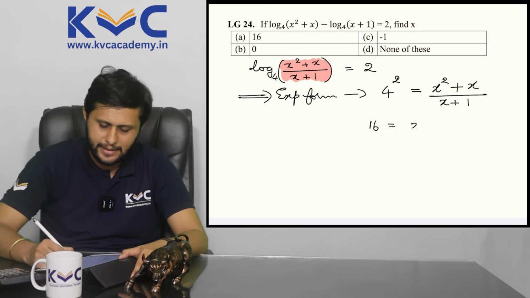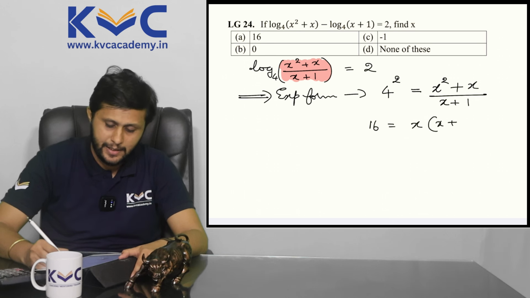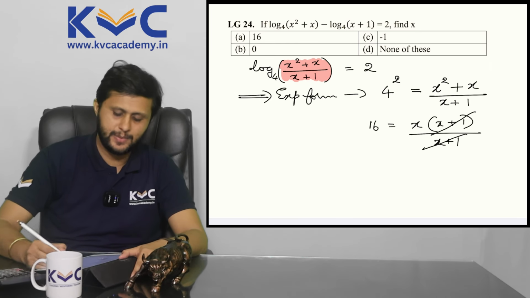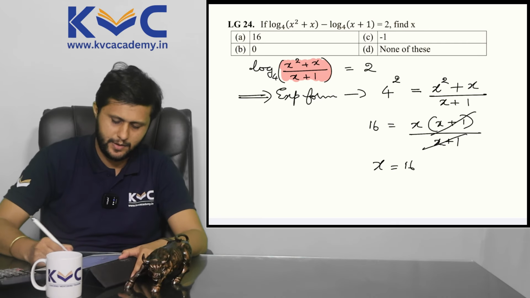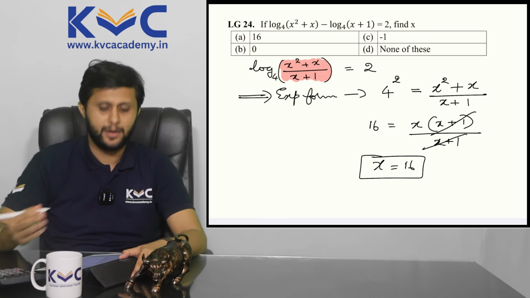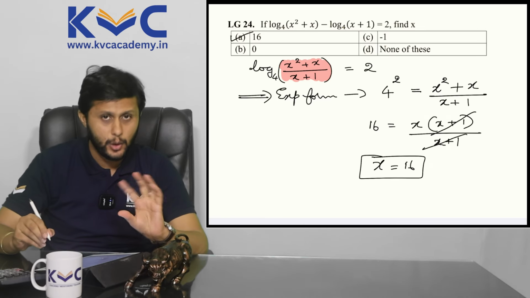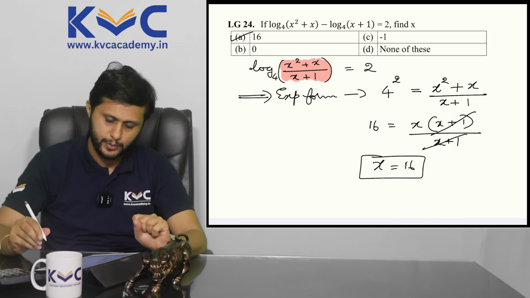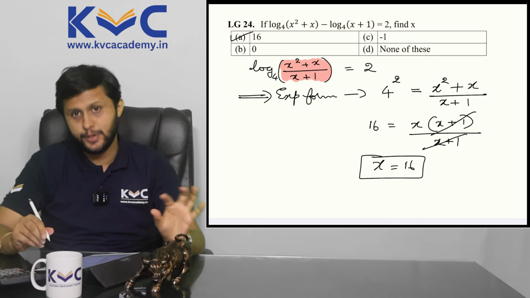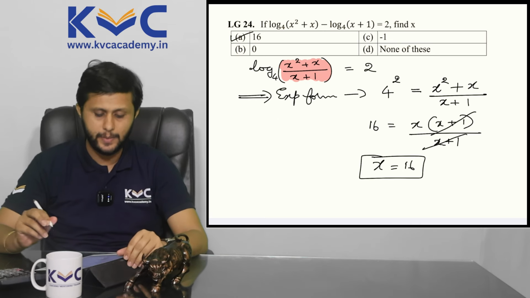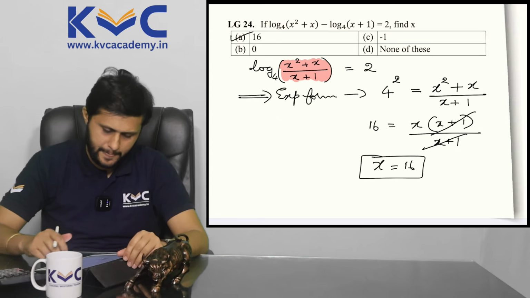X square plus x. We can get x outside the bracket. x into (x plus 1) whole divided by x plus 1. x plus 1, x plus 1 cancels. Oh, we got the answer much quicker than I expected. Answer is 16. So here log m plus log n is used. After that exponential form is used and then just the simplification. Answer is equal to 16.